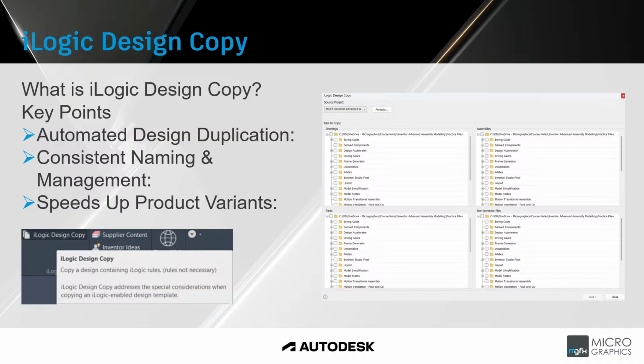You've got your automated design duplication, where you actually go and create copies of parts, assemblies, or drawings without manual file duplication. Consistent naming and management: it automatically renames your files and updates references to avoid conflicts. It speeds up product variations. It's ideal for creating families of products or multiple configurations quickly and error-free.